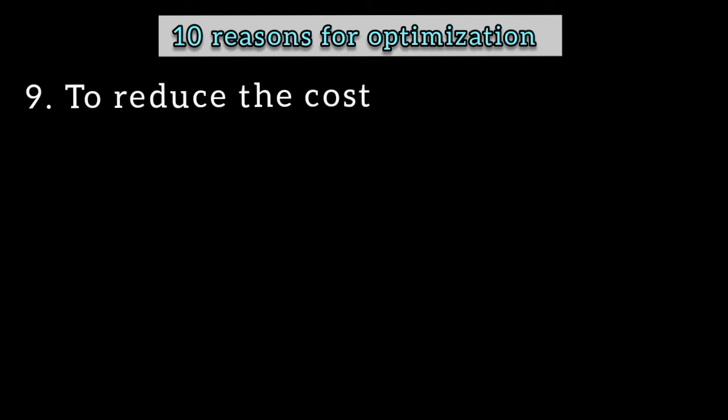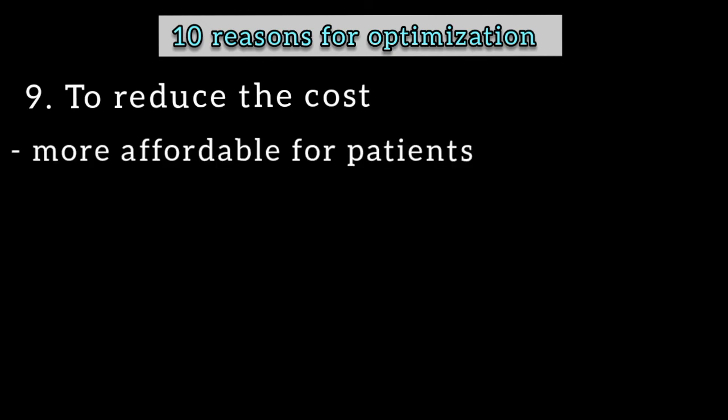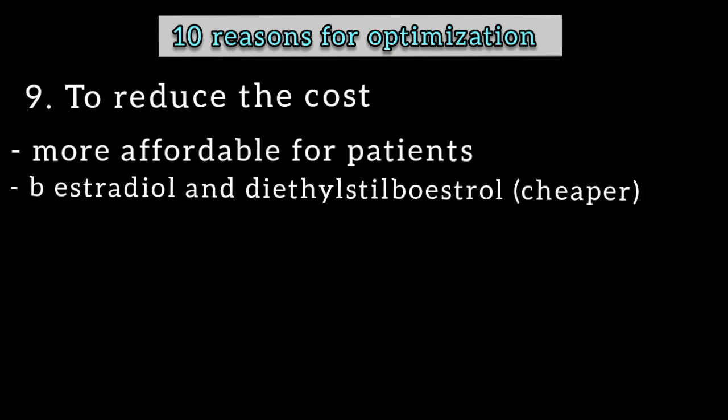Another reason for optimizing a lead molecule is to reduce the cost, and this is especially a good thing for patients because some patients cannot afford certain medications, and it's always a good idea to make medications cheaper for the patients so that they can be more affordable, especially if these medications have the same therapeutic use or effect. And so an example of two molecules that do have the same therapeutic use but one is cheaper than the other is beta estradiol and diethylstilboestrol. Diethylstilboestrol is the cheaper product.